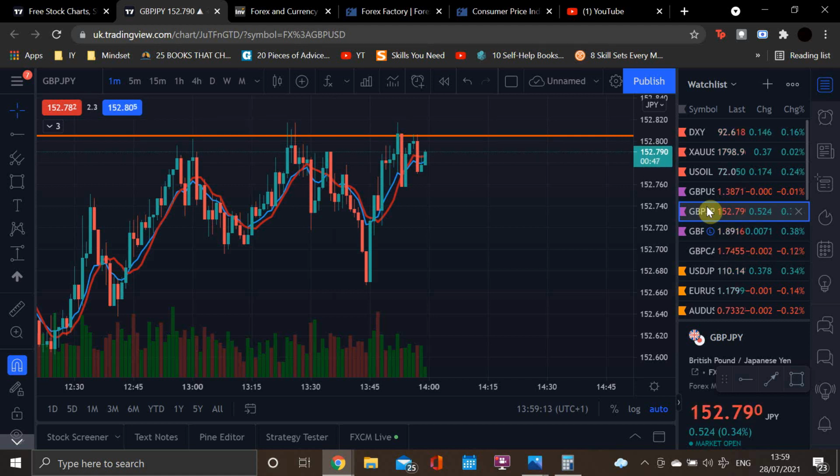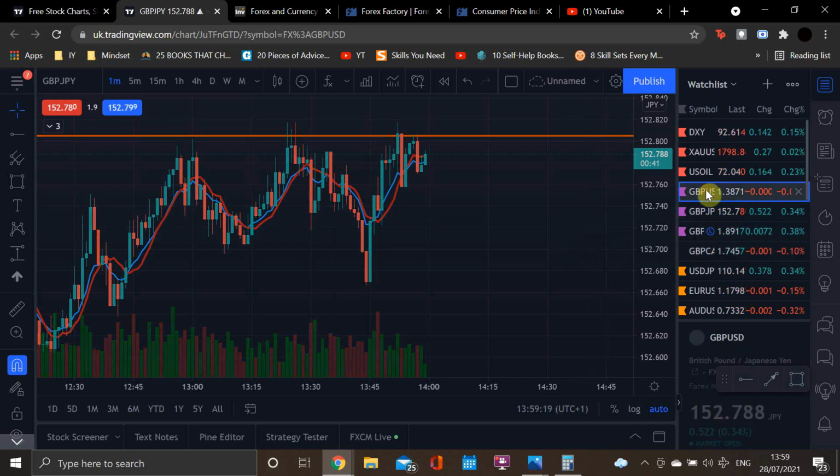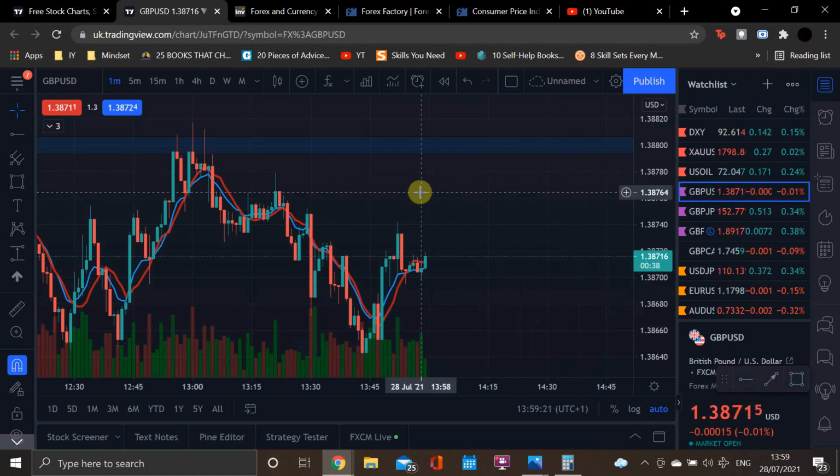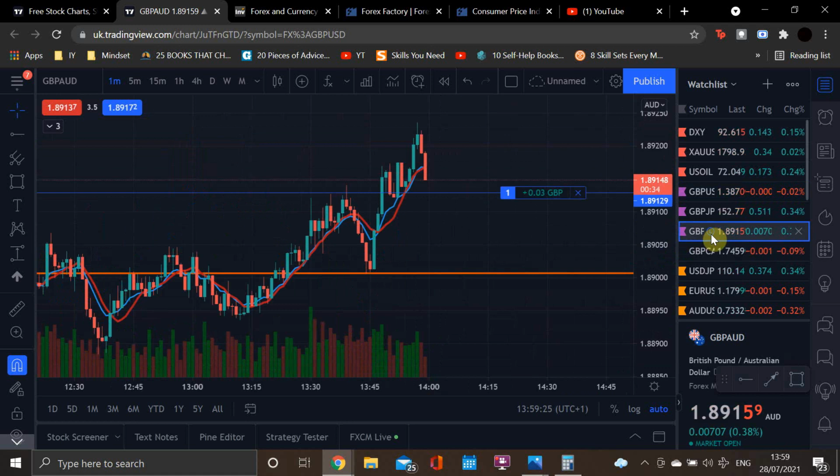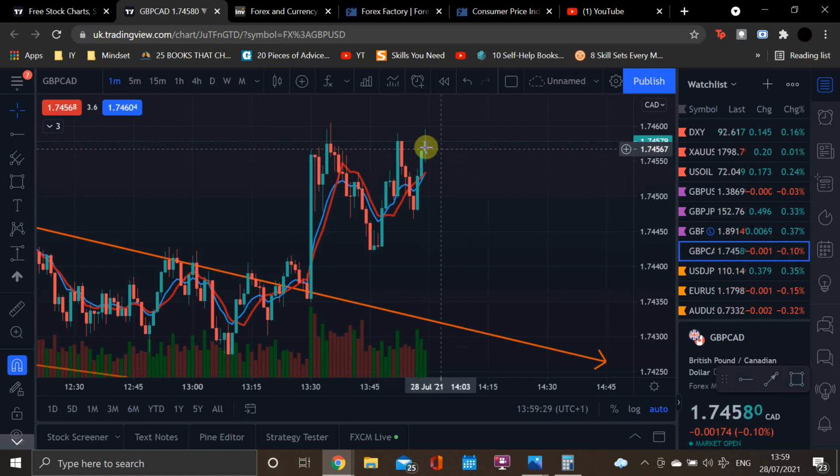Okay, GBP JPY doesn't want to budge, so I'm not going to force it. So I'll just leave it. GBP USD doesn't want to budge either, so I'm going to leave it. GBP AUD. Looks like GBP CAD's kind of breaking up, so you know what? I could buy into GBP CAD, possibly.